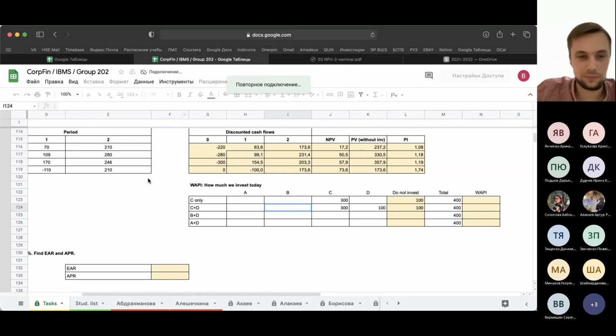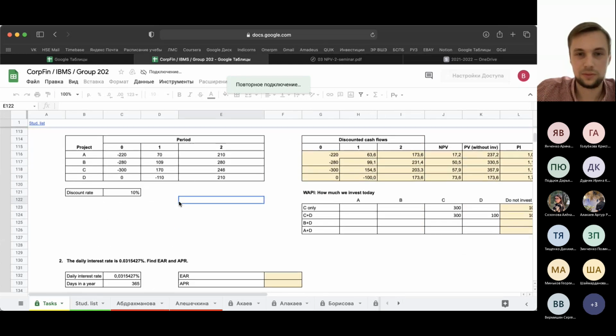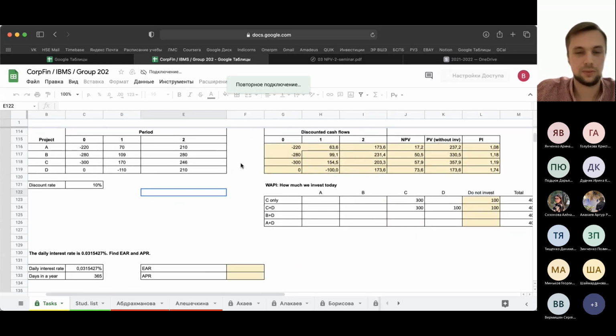Yeah. Well, I have some troubles with Google tabs with the connection. Well, one second, I will show you my results.